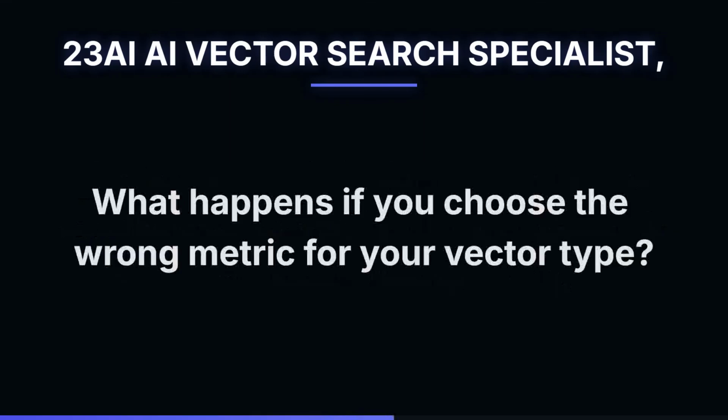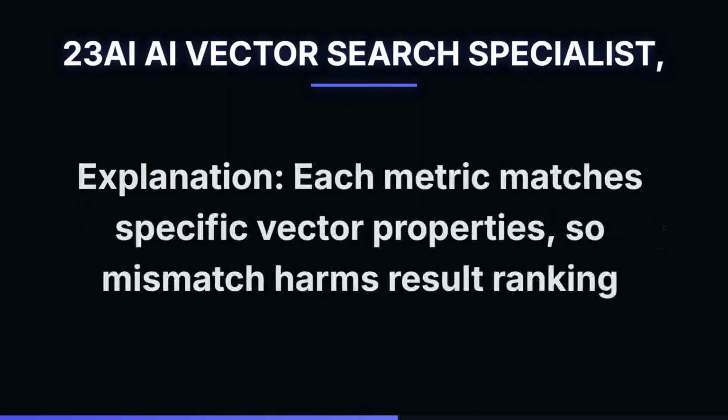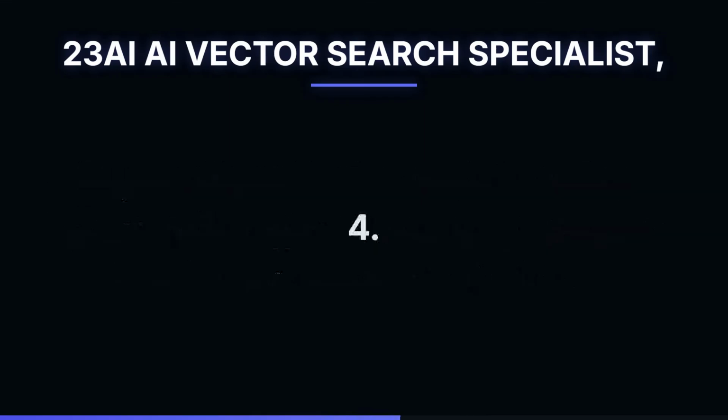3. What happens if you choose the wrong metric for your vector type? Search accuracy decreases, and relevant items may not appear at top positions. Each metric matches specific vector properties, so mismatch harms result ranking quality.